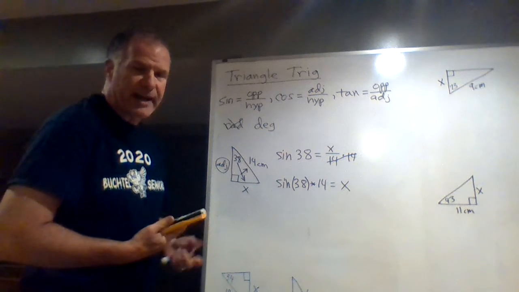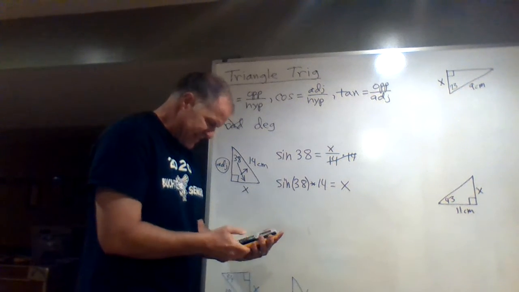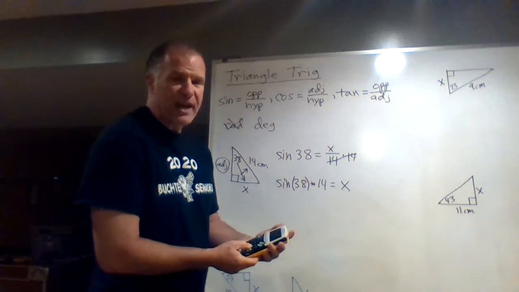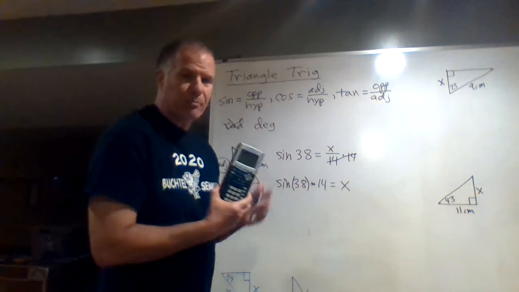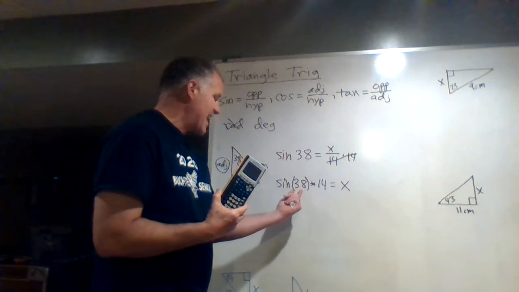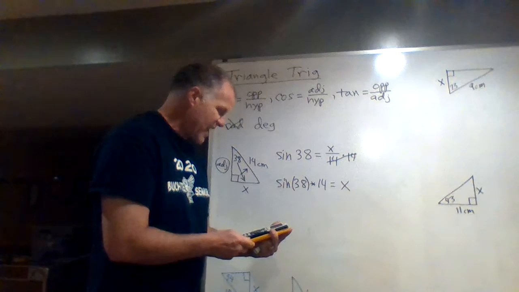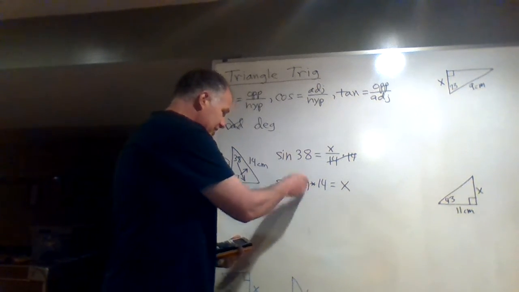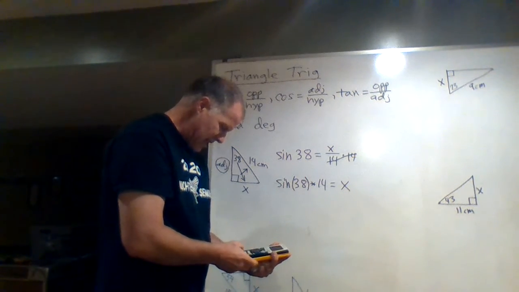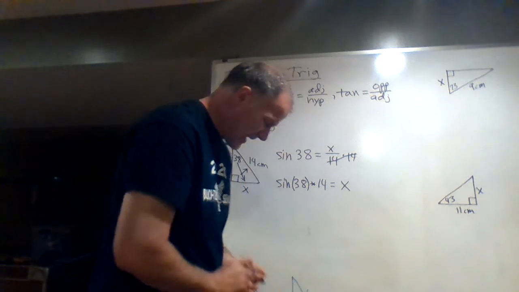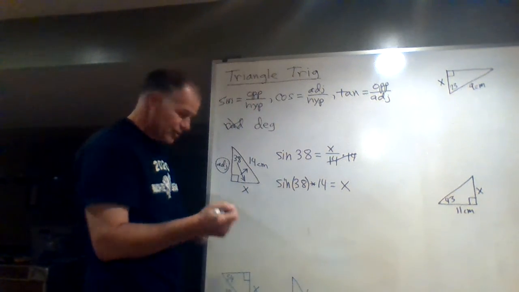But again, on your Google calculator, you're just going to type in sine 38, then parenthesis. You got to do a finish parenthesis. Otherwise, it's going to take the angle times 14 instead of the whole sine times 14. So sine 38 parenthesis, a finish parenthesis, times 14. Hit enter. And again, these are going to be decimal answers.